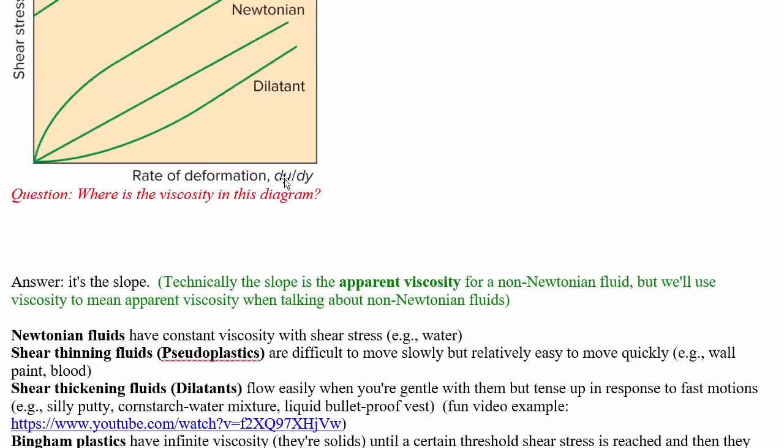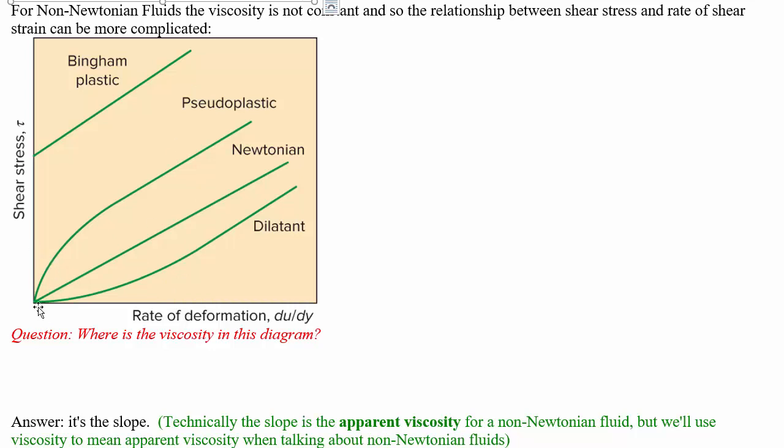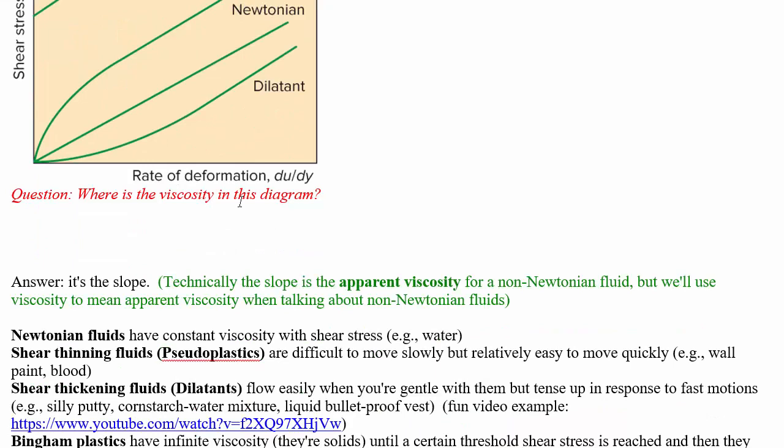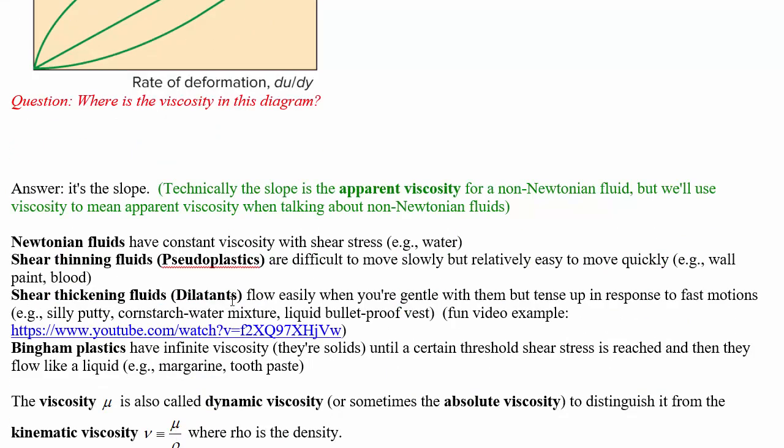What are some examples of those? Well, some shear thinning fluids, which are the ones that move very easily if you force them a lot, and don't move as much if you're gentler with them, are difficult to move slowly but relatively easy to move quickly, like wall paint and blood. Actually, you want blood to be like that because it needs to be able to move quickly through arteries, but kind of slow down if it needs to clot, like if you've got a cut.